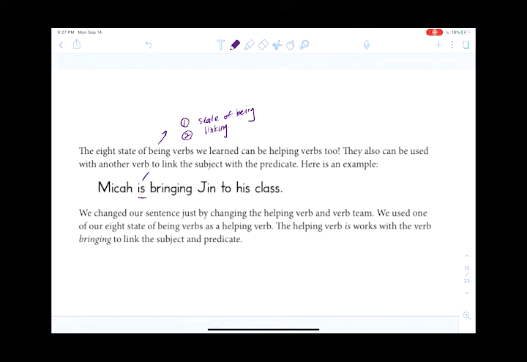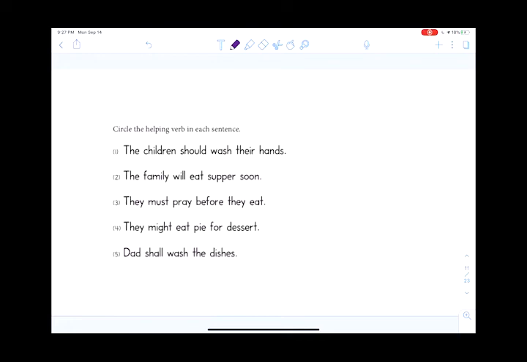Write a sentence using one of the 8 states of being verbs as a helping verb. Next, circle the helping verb in each sentence. Pause the video if you need to finish the exercise.